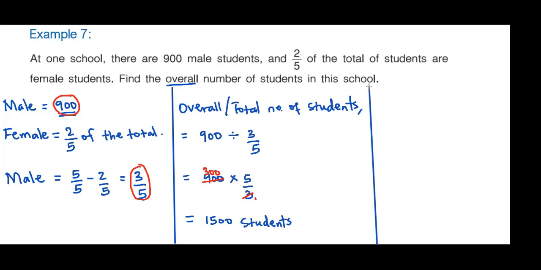Yes. So in this number, 1,500, we have both male and female. And yet we know that the number of male is 900. So let me ask you a question. What is the number of female students? Who can tell me the number of female students?